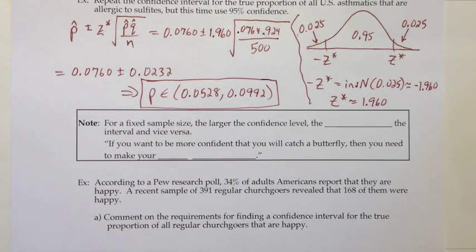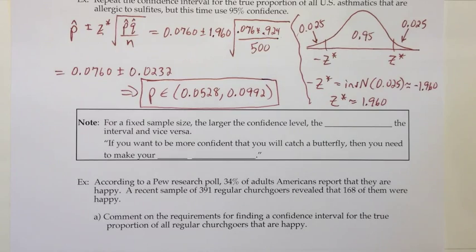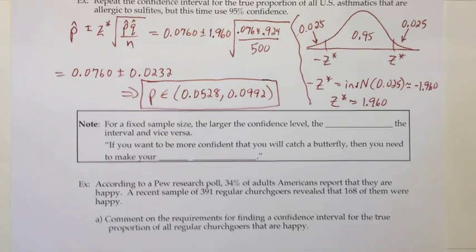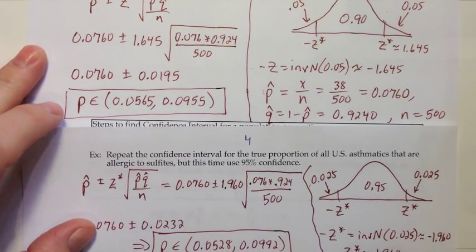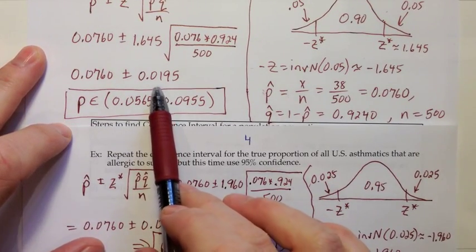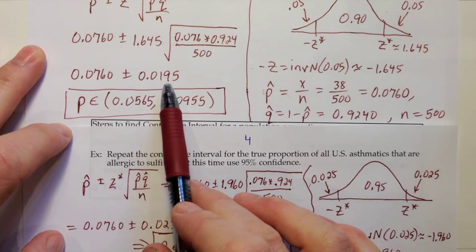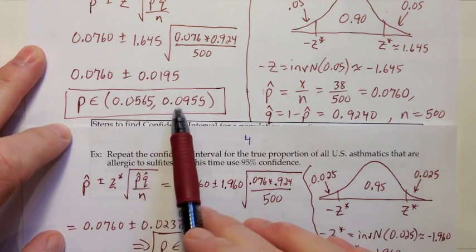So why did we repeat the exact same problem twice? Well, almost the exact same problem. And the reason was to see what the effect is on raising your confidence level. So in our confidence interval, we had to give ourselves some room for error. We went out almost 2% in each direction and got this interval.